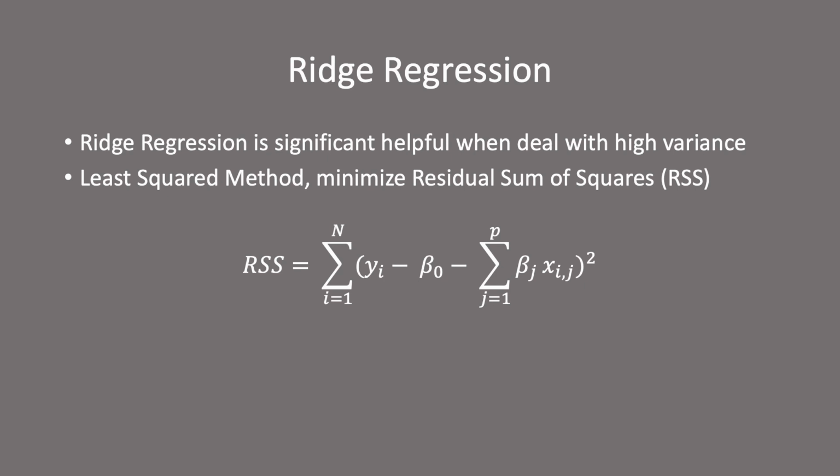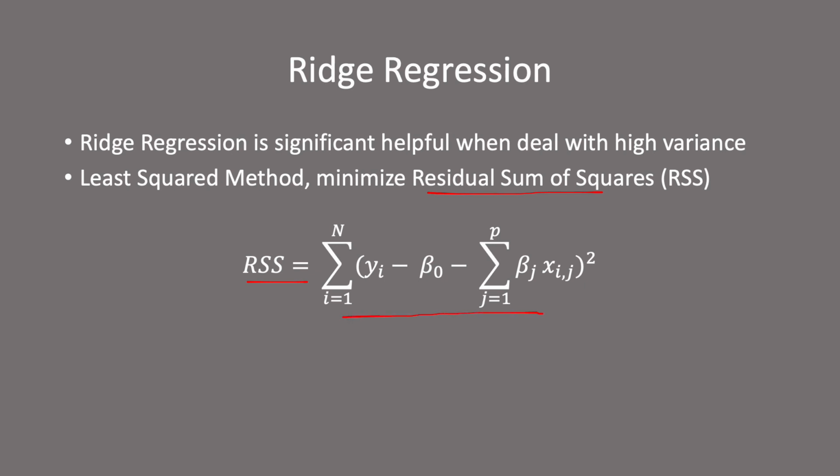So this is why we use regression. Regression can be significantly helpful when dealing with high variance. The least square method will minimize the residual sum of squares error, which is denoted RSS, calculated in the equation above.